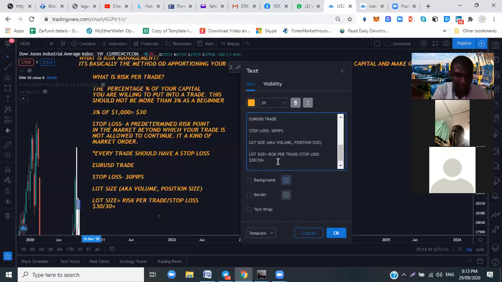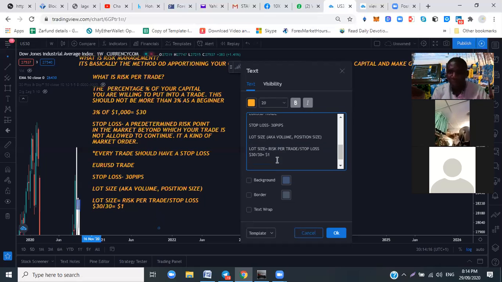Okay, so now what this $1 means, remember we're calculating lot size. This $1 is not our lot size. This $1 is the dollar value of our lot size. So what is now going to be our lot size? All right, so let's proceed with that.